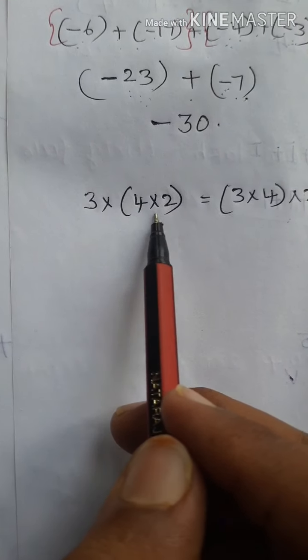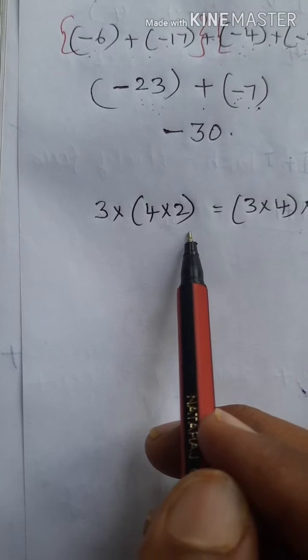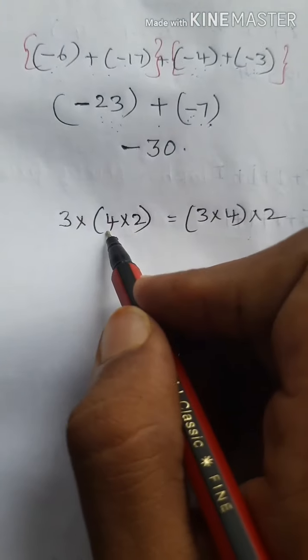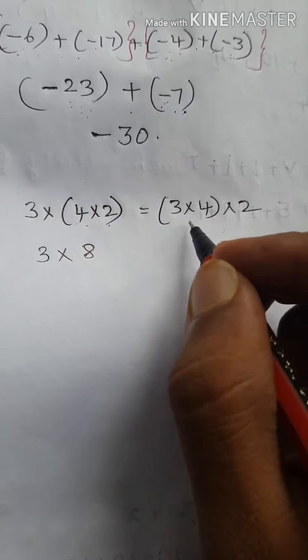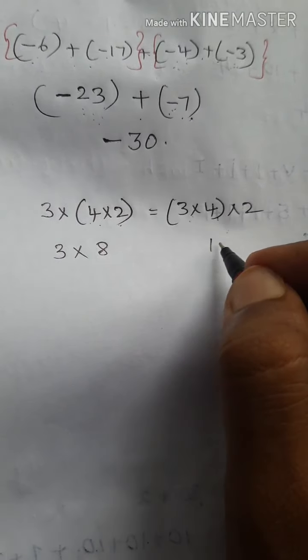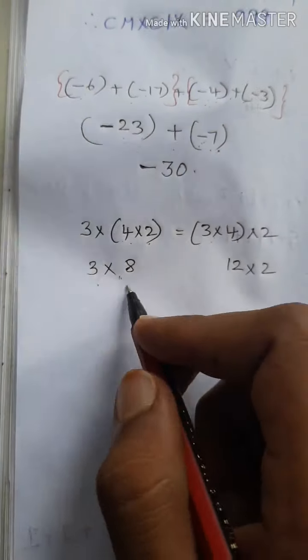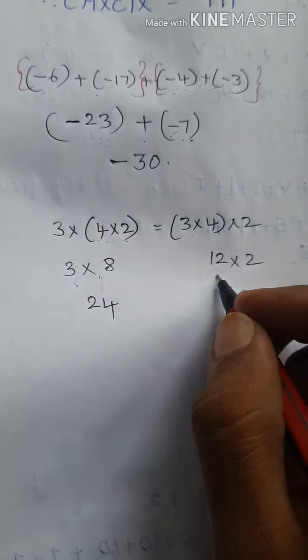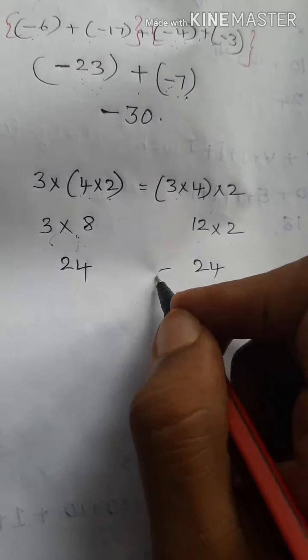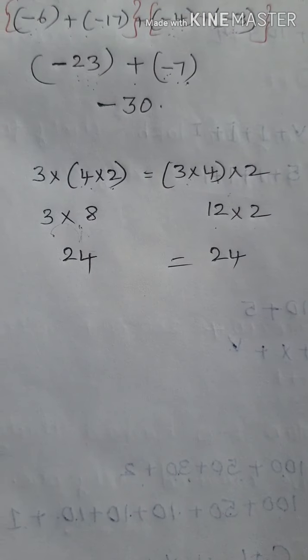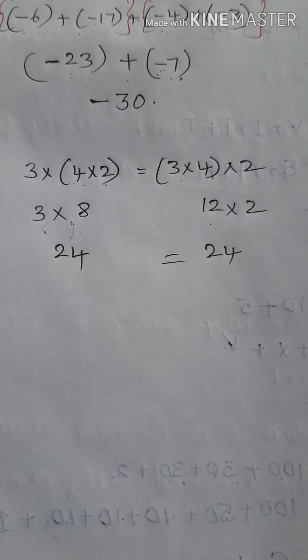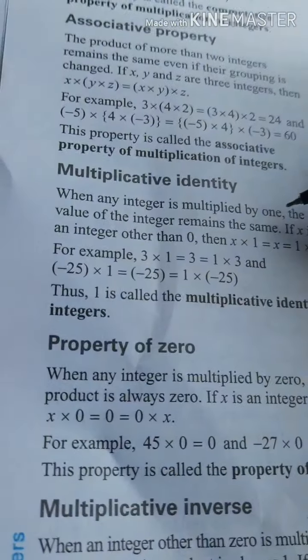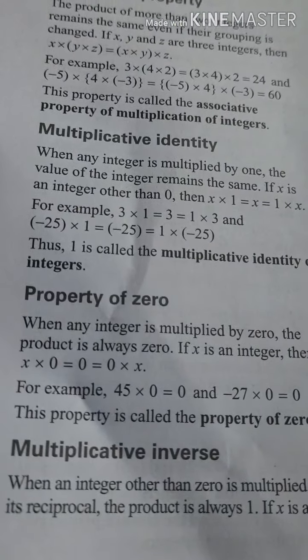Whenever you want to solve inside the bracket, what is inside the bracket here? 4 2s are 8. So 8, this should be like this. Here 3 4s are how much? 12 into 2. 8 3s are 24, 12 2s are 24. See, both are equal. So it is called the associative property for multiplication is satisfied. Then we will go to the multiplicative identity.